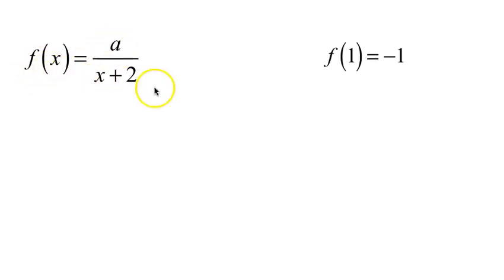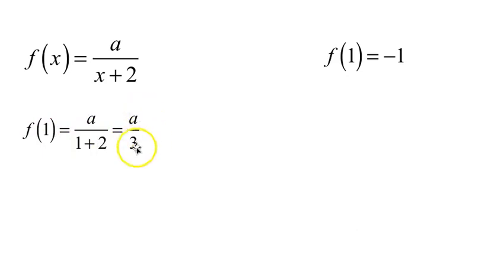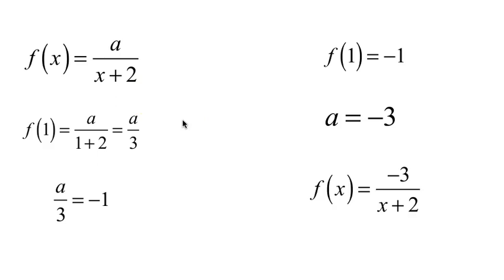F of x is a over x plus 2. F of 1 is negative 1. F of 1 is a over 1 plus 2. F of 1 is a over 3. Well, if f of 1 is a over 3, and if f of 1 is negative 1, a over 3 has to equal negative 1. Multiplying both sides by 3, I get a is negative 3. And that will enable me to finish the definition of this function. F of x will be negative 3 over x plus 2.